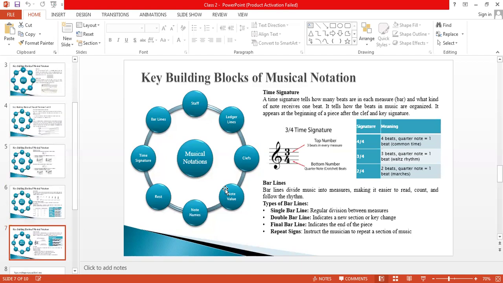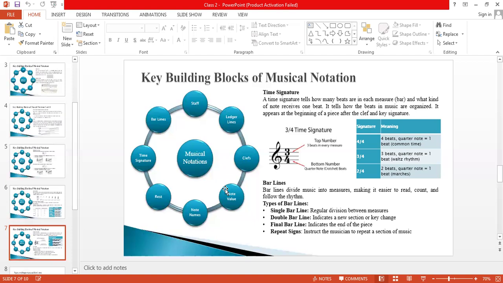The 3 on top is showing 3 beats in every measure, while the 4 at the bottom shows quarter notes, which are crotchet beats. And we have it in the table also, 4/4, which states 4 beats, with the quarter note as 1 beat, common time, as listed there.